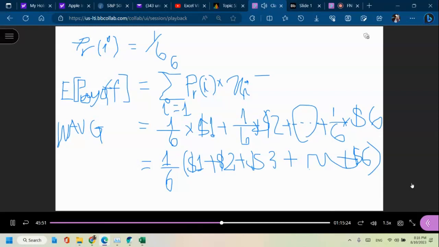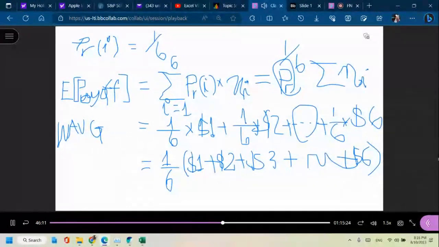In this case, you can factor out the common factor, which is 1/6, and then you sum all the numbers running from 1 through 6. So in this case, it's a simple average. It's a special case of weighted average. Simple average is a special case of weighted average where all the weights are the same.